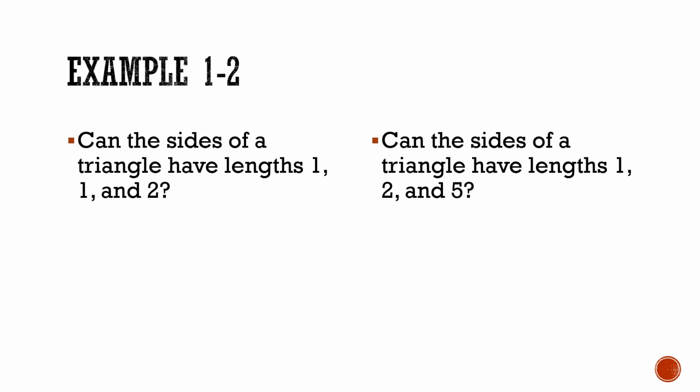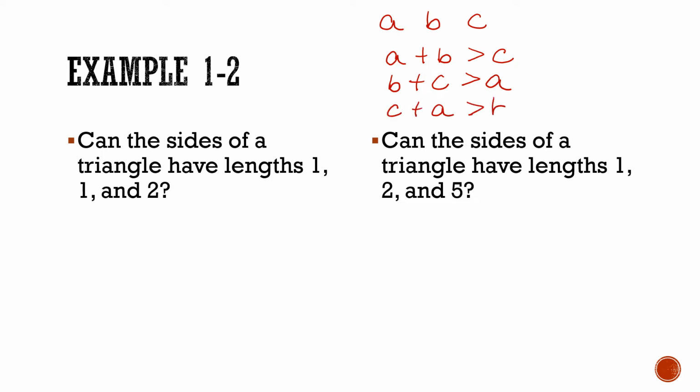All right, so let's look at our first example. In the triangle inequality theorem, we are told, let's say that we've got three numbers, A, B, and C, that we don't know yet. Then A plus B, when you add those two side lengths together, should be greater than C. But you have to check all three of them. So B plus C should be greater than A, and C plus A should be greater than B. All three of these would have to be true in order for it to create a triangle.